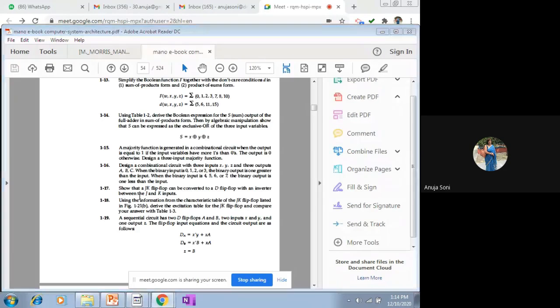Now we come to the next question, question number 17. Show that a JK flip-flop can be converted to a D flip-flop with an inverter between the J and K inputs. I told you that using the two rows between JK or SR, you can build a D flip-flop. So how can you build it?